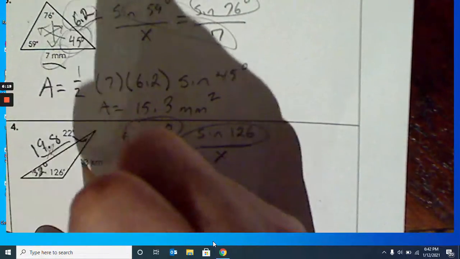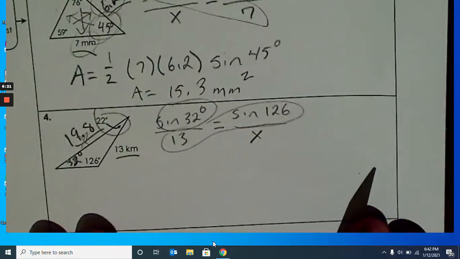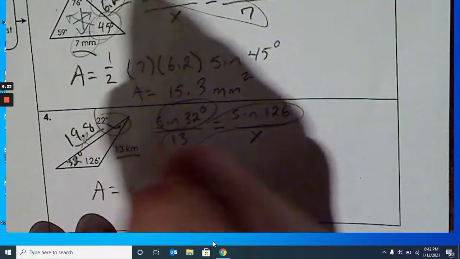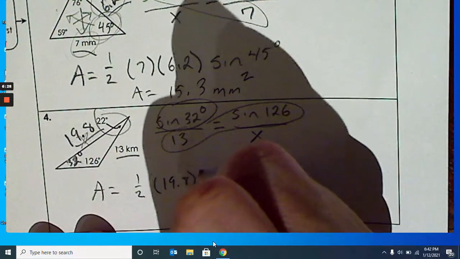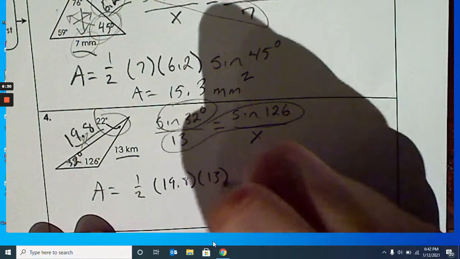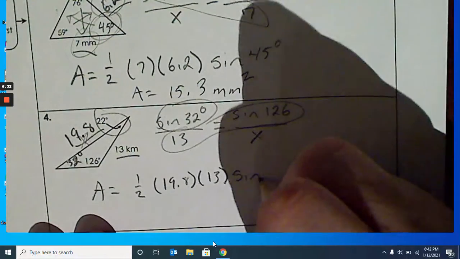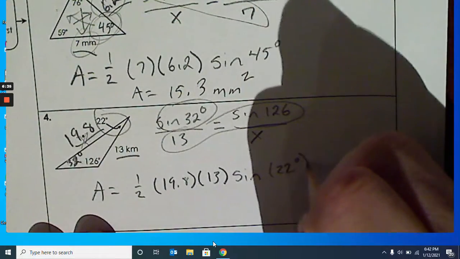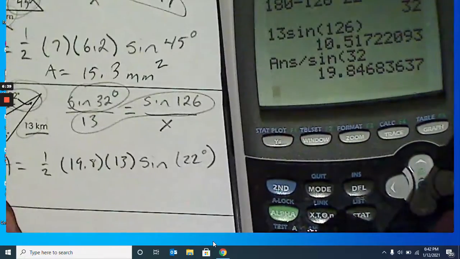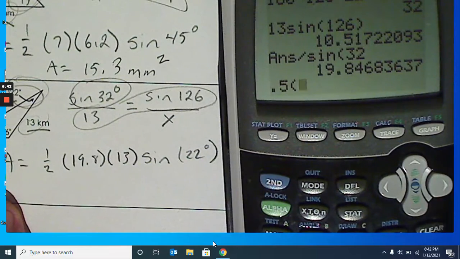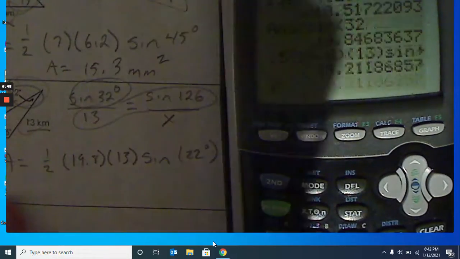So now I have a side with my included angle. So now I can do area is equal to 1/2 of 19.8 times 13 times the sine of 22 degrees. And again, remember, it's side, included angle in the middle. So 0.5 times 19.8 times 13 sine 22 is about 48.2.